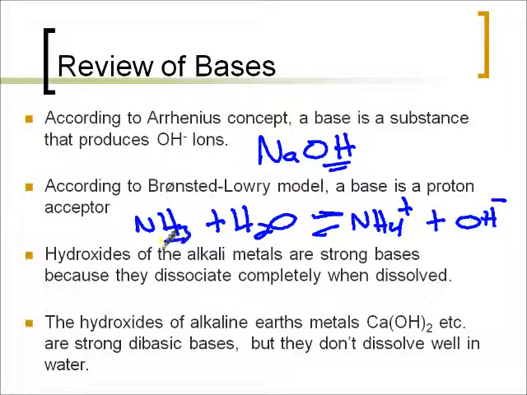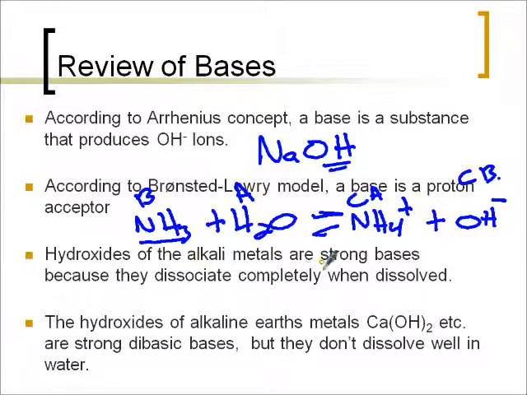Since the NH3 accepted the proton from the water, this is going to be the base, this is going to be the acid, and in this definition, this is going to be the conjugate base, and this is going to be the conjugate acid. So in the Brønsted-Lowry model, a base is a proton acceptor. This accepted the proton from the water.